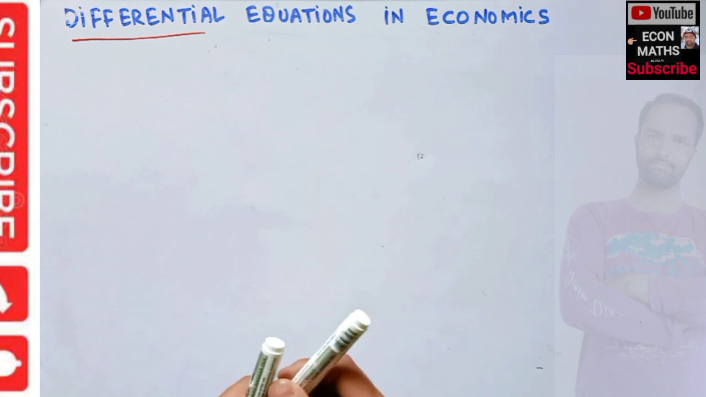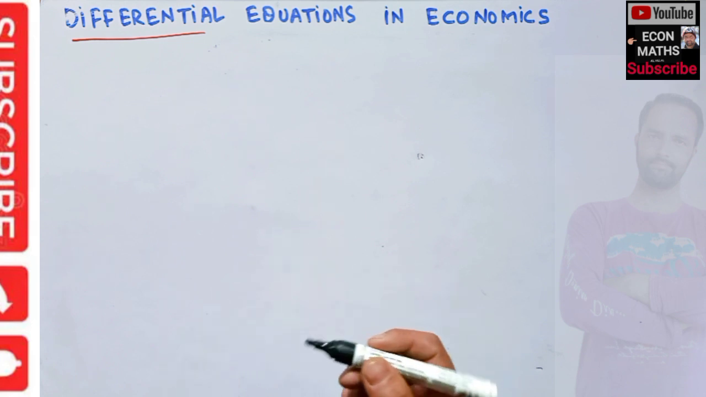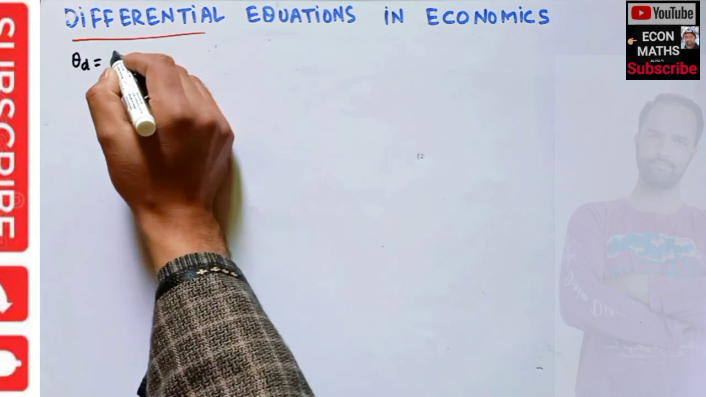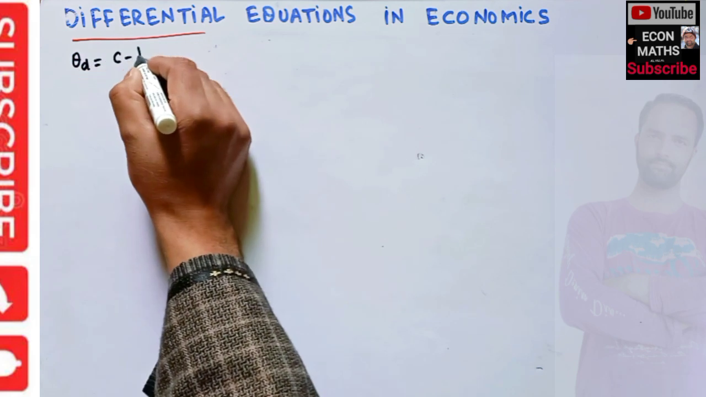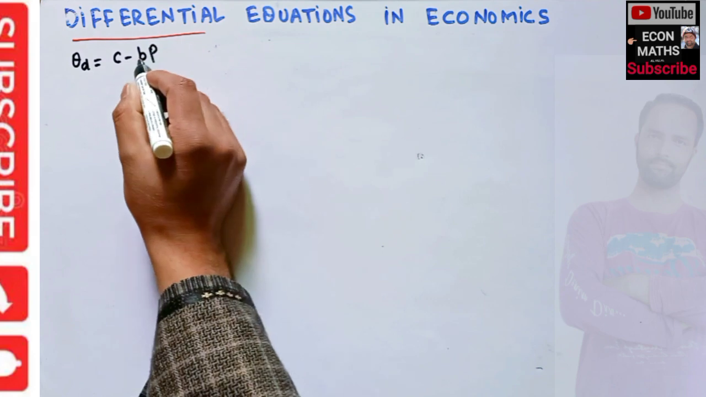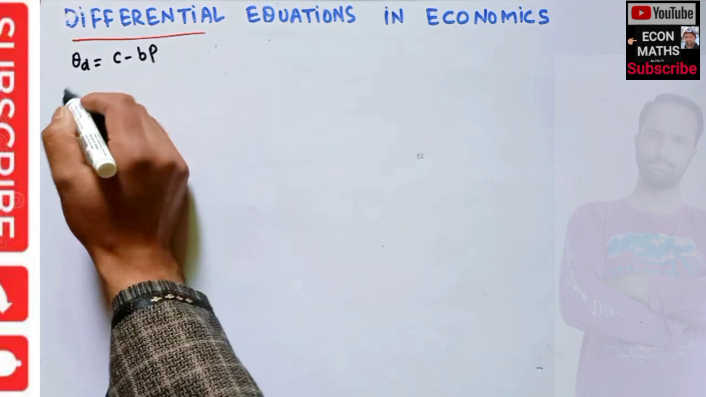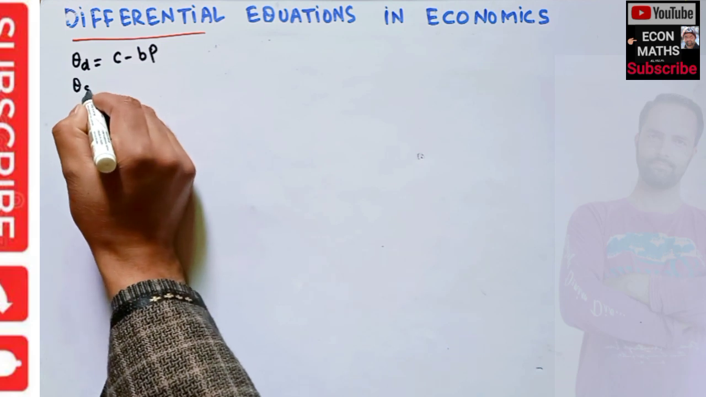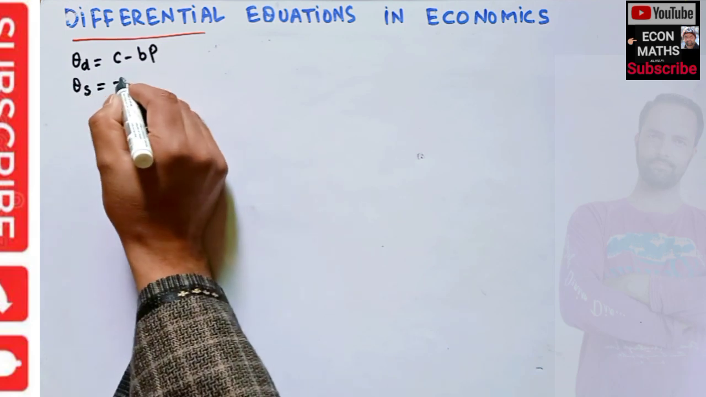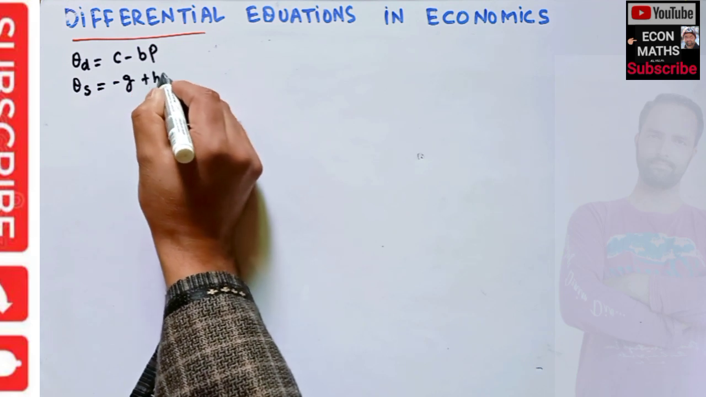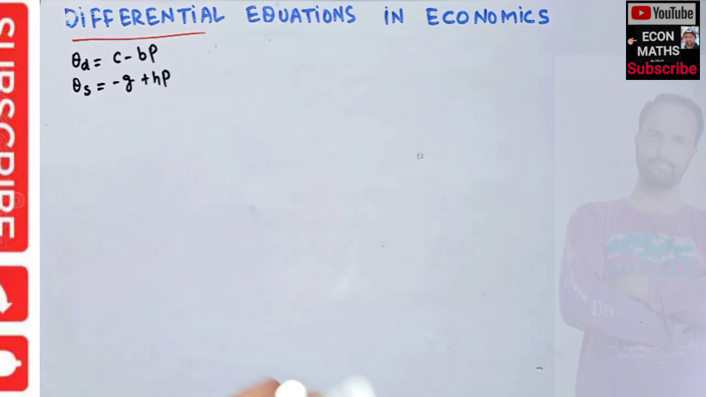Let us say we are given the supply and demand functions. Quantity demanded is given as C minus BP. Okay, B is the slope, P is the price, QD denotes the quantity demanded. And let us say quantity supplied is given as minus G plus HP. Okay, now initially what will be our equilibrium?